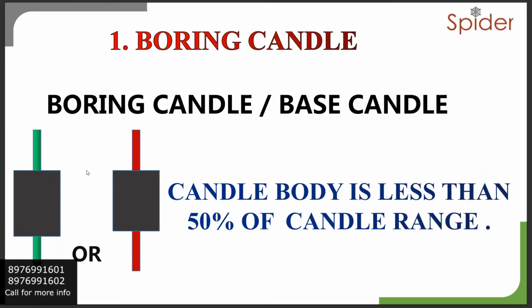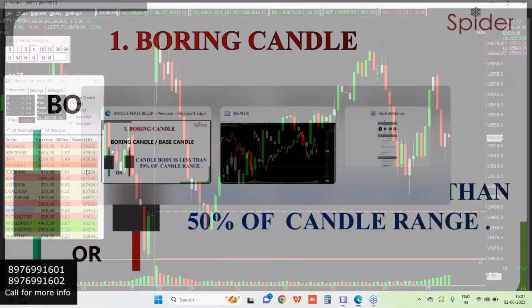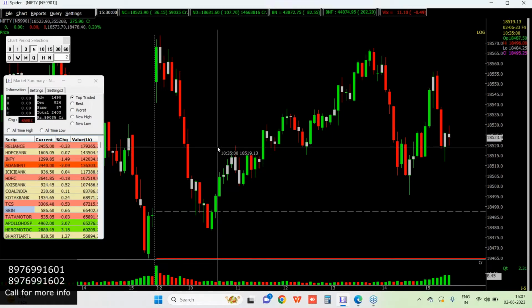We already have a boring candle setting in our software, which defines whether a candle has more than 50% body or less than 50% body. If a candle has less than 50% of the total candle range, then we can say that is a boring candle, which defines the strength of the candle.